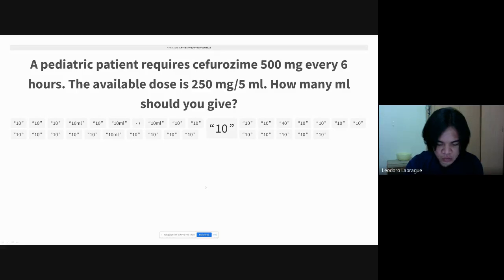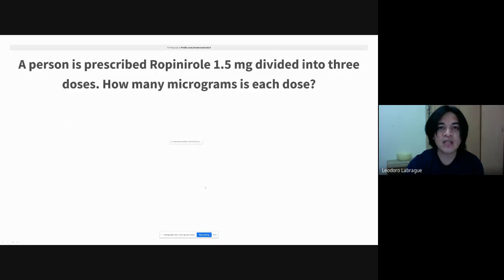Okay, I think I have 2 questions left. Thank you so much. Okay, how about this? This is the second to the last question. A person is prescribed Risperidone 1.5 milligram divided into 3 doses. Read the problem carefully. It should be divided into 3 doses. How many micrograms is each dose? This question is very tricky. I want you to read the question carefully before you give your answer.